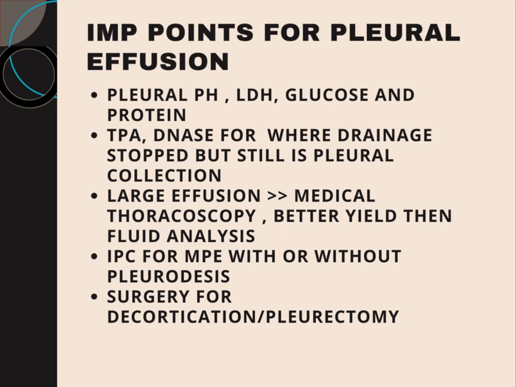tPA and DNase are for where you think there are persistent loculations or fluid collections that are not draining well, and you are thinking of a complex effusion with septations. Then we need to add on some fibrinolysis, but definitely we need to consent the patient for that, and discuss all the complications related to it.